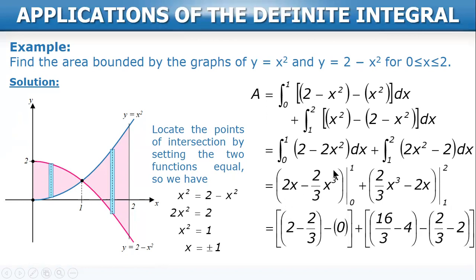So you evaluate upper and lower limits. 2 times 1, 2 thirds, 1 cubed. Lower limit 0, the x is 0. 2 thirds, 2 cubed is 8 times 2, it's 16 over 3. 2 times 2 minus 4. Upper minus lower limit. x equal to 1, so it's 2 thirds, 2 times 1, negative 2. And then you compute, the area is equal to 4.